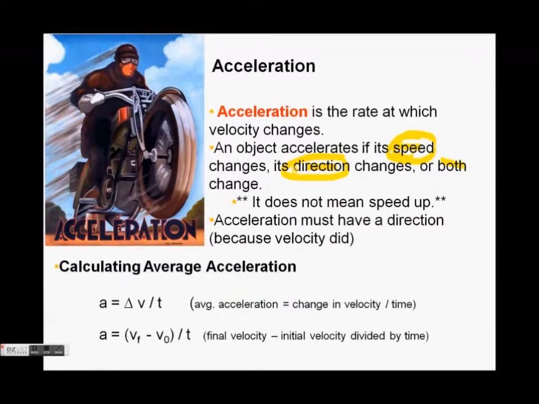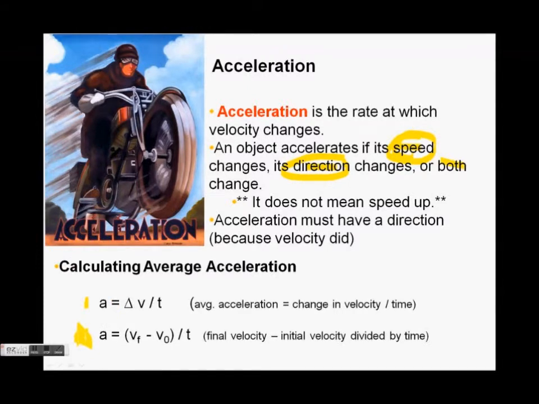How do you calculate it? Acceleration is the change in velocity over time. So that's that first one here. Acceleration is delta v divided by t. Delta v, the delta is just a symbol, it means change. So whenever you see a delta, it means change. So it's the change in velocity over time. Again, it should make sense. If you sped up, if you slowed down, it's how velocity changed over how much time it took to do it.